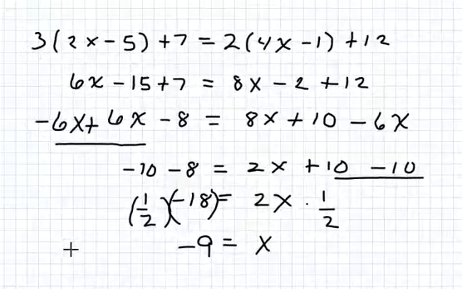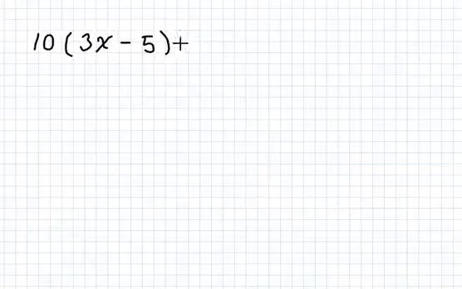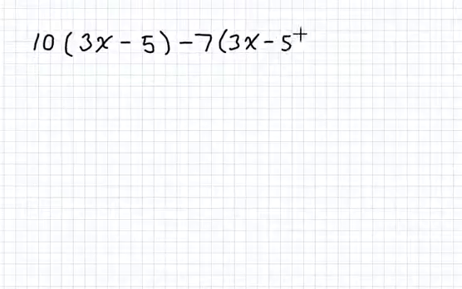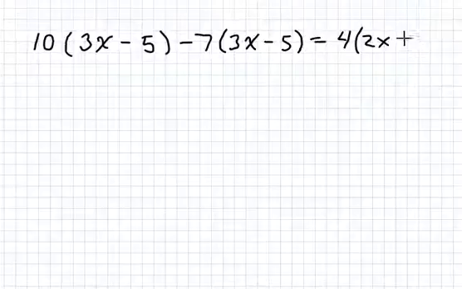So now I'm going to state an equation for you to work out. So I've got a good one here. We're going to have 10 times (3x minus 5) minus 7 times (3x minus 5) is equal to 4 times (2x plus 6).